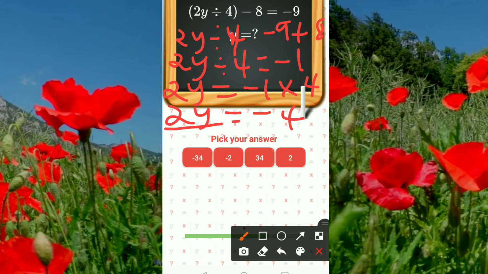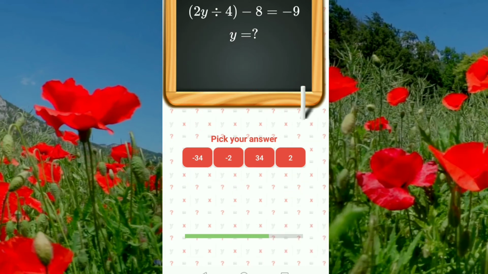And then we divide by 2. So cancel. So y equals, so negative 4 divided by 2 equals negative 2. So our answer is negative 2.